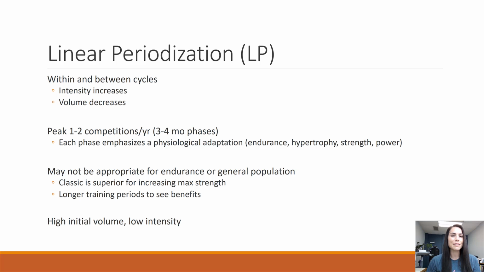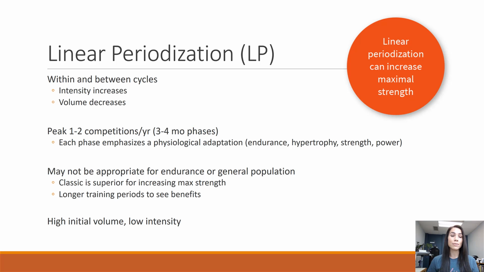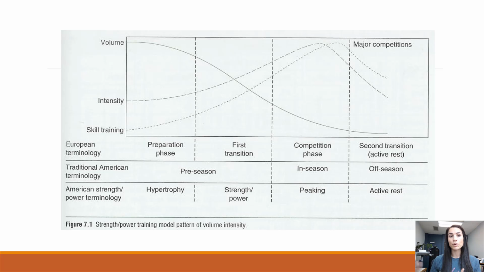Classic is superior for increasing maximal strength, so we know that linear periodization has been shown to increase maximal strength amounts, and that longer training periods are needed to see benefits. And that's why sometimes it's not best for general population and or endurance-based athletes who are having multiple events in a year. So high initial volume, and then low intensity. That's key, right? So let me show you this visual that will help you.